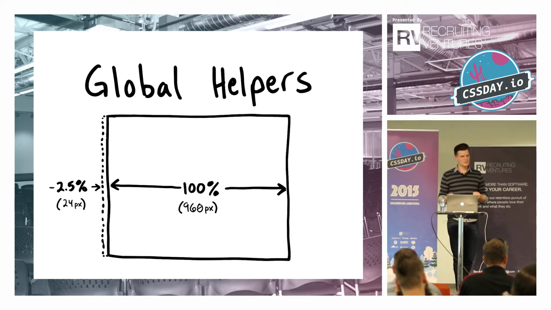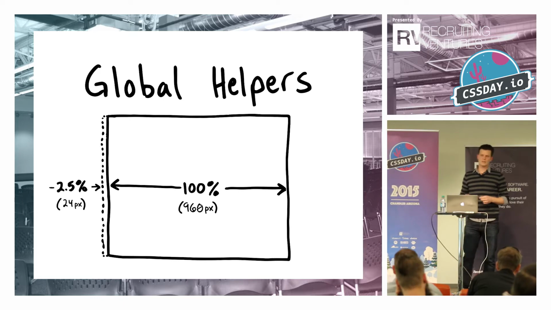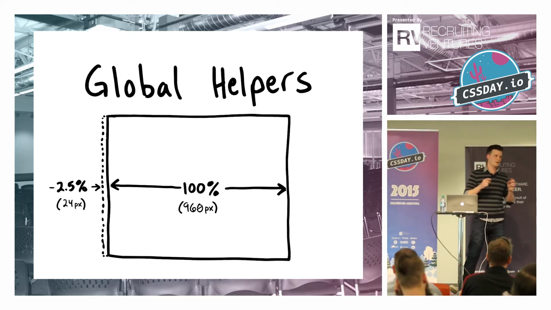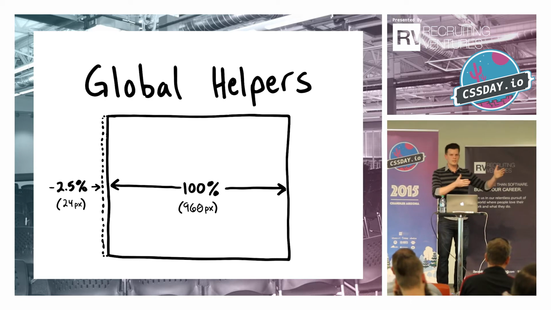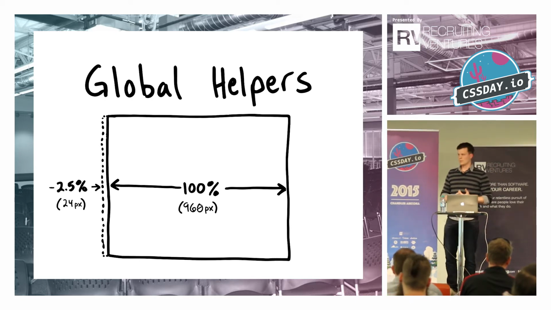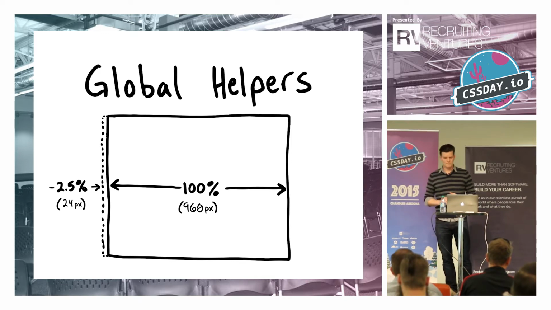So 100% of a thing is not the same number of pixels as 100% of another thing. So we have to keep that in mind and deal with that in our Sass. So the parent offset, which is that negative margin on our parent, is not simply the gutter of the children anymore when you're talking about percentages.